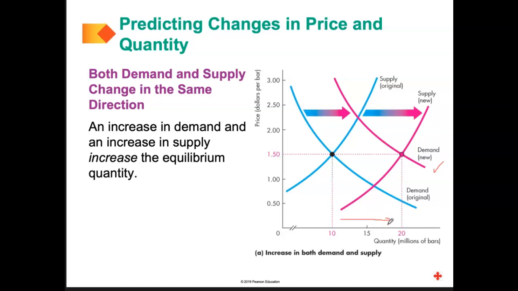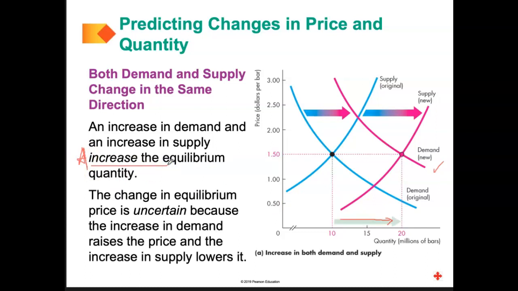Okay, but what we do know is that when demand increases, quantity increases, and when supply increases, quantity increases. Okay, so an increase in demand and an increase in supply will always lead to an increase in the equilibrium quantity. Okay, but the equilibrium change in price is a bit uncertain. We're not really sure what happens to price essentially.